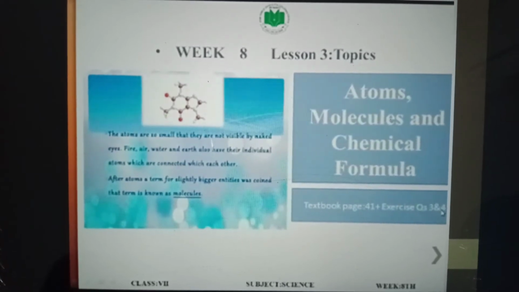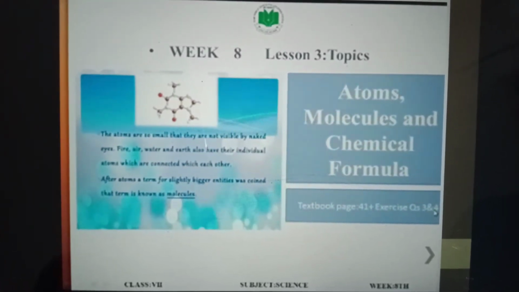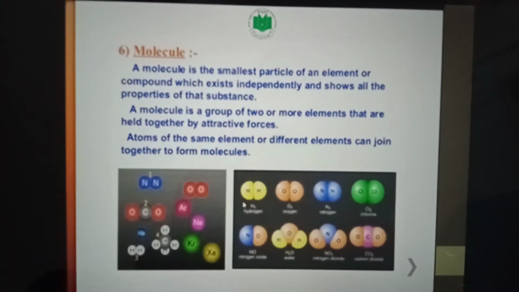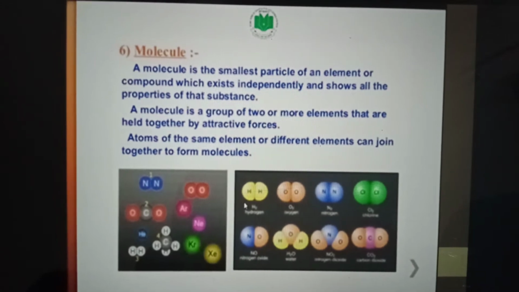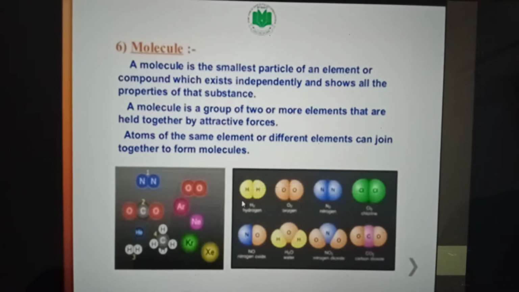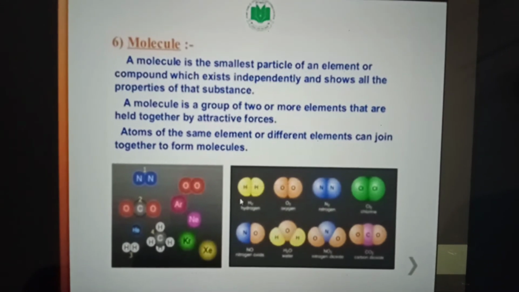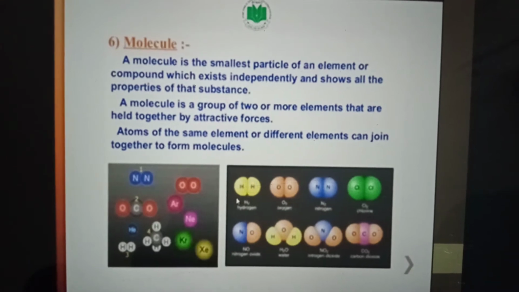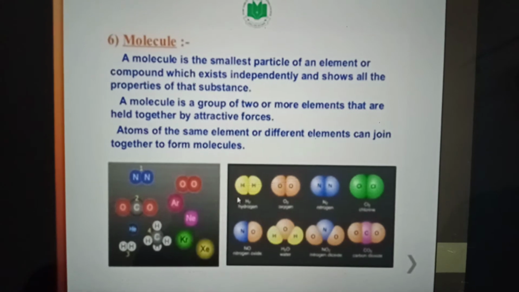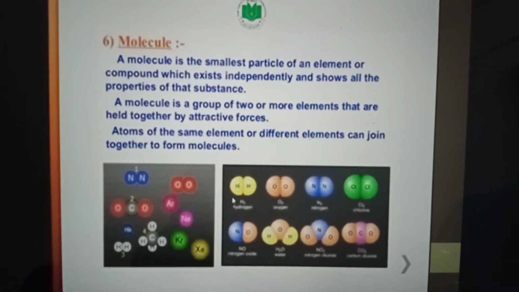I have discussed earlier that an atom is the smallest unit of an element. A molecule is the smallest particle of an element or compound which exists independently and shows all the properties of that substance. A molecule is a group of 2 or more atoms that are held together by attractive forces. Atoms of the same element or different elements can join together to form molecules.